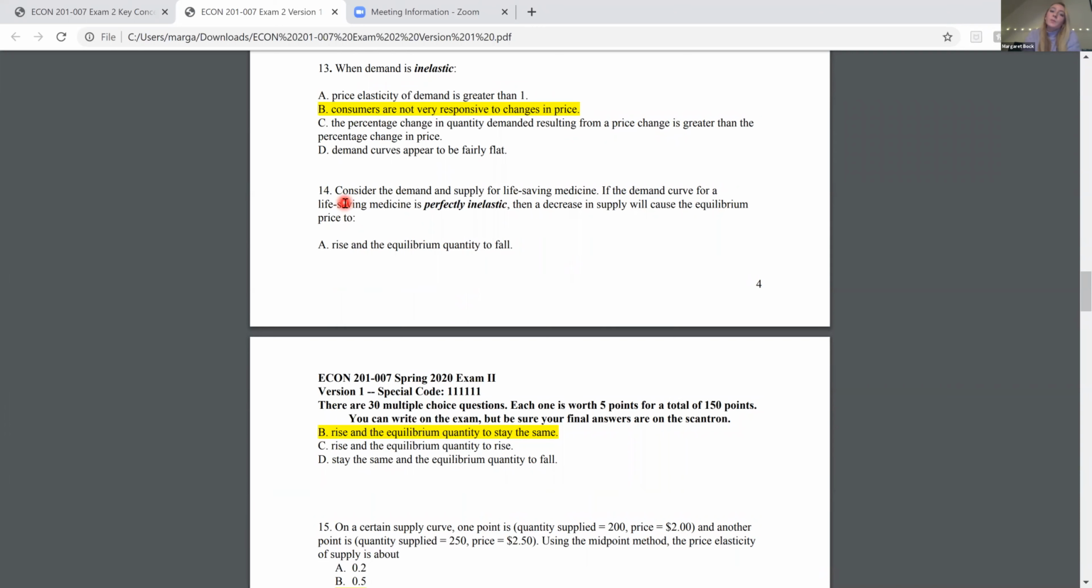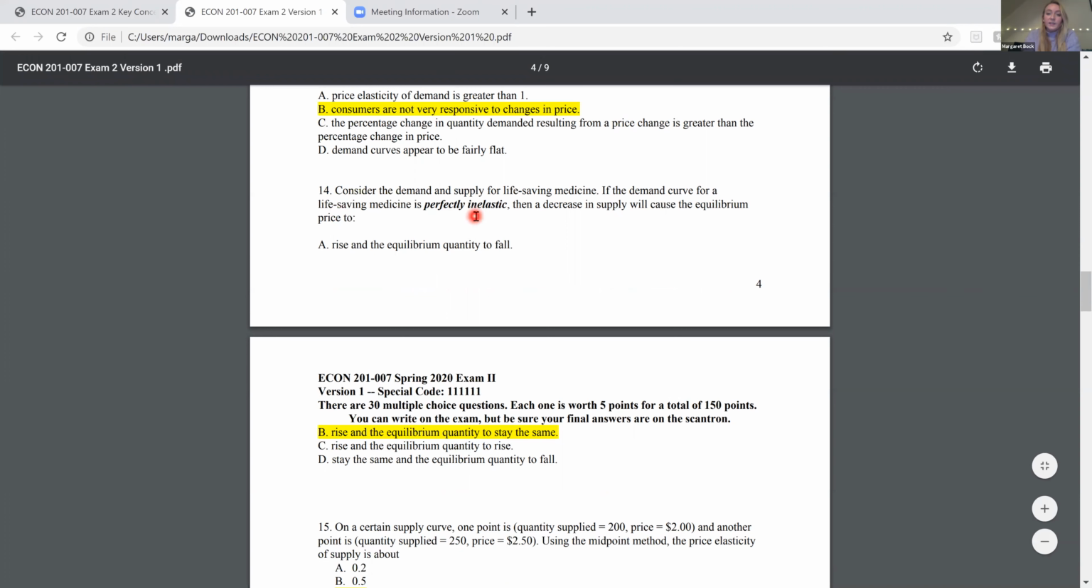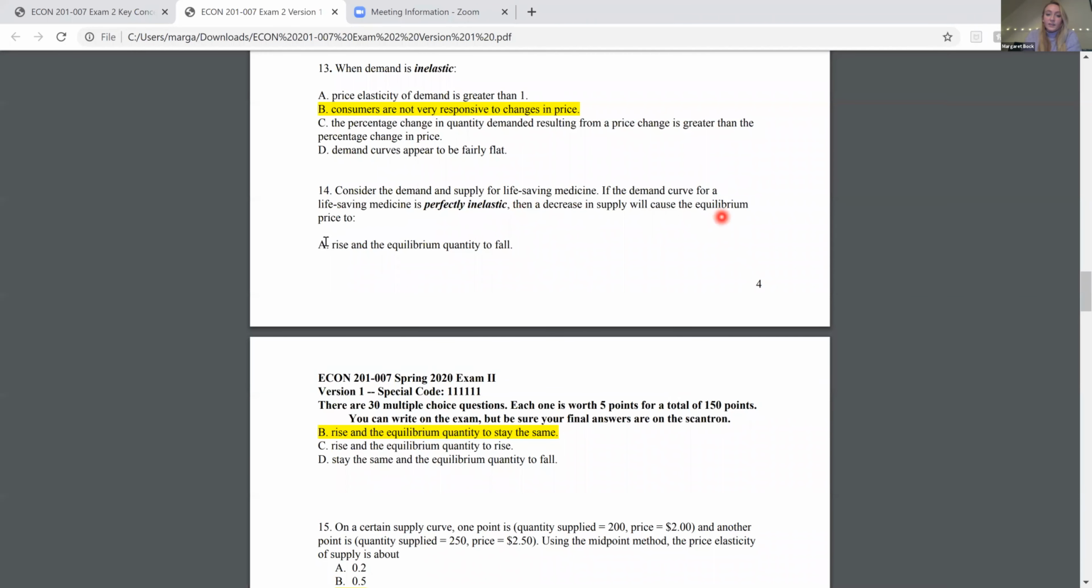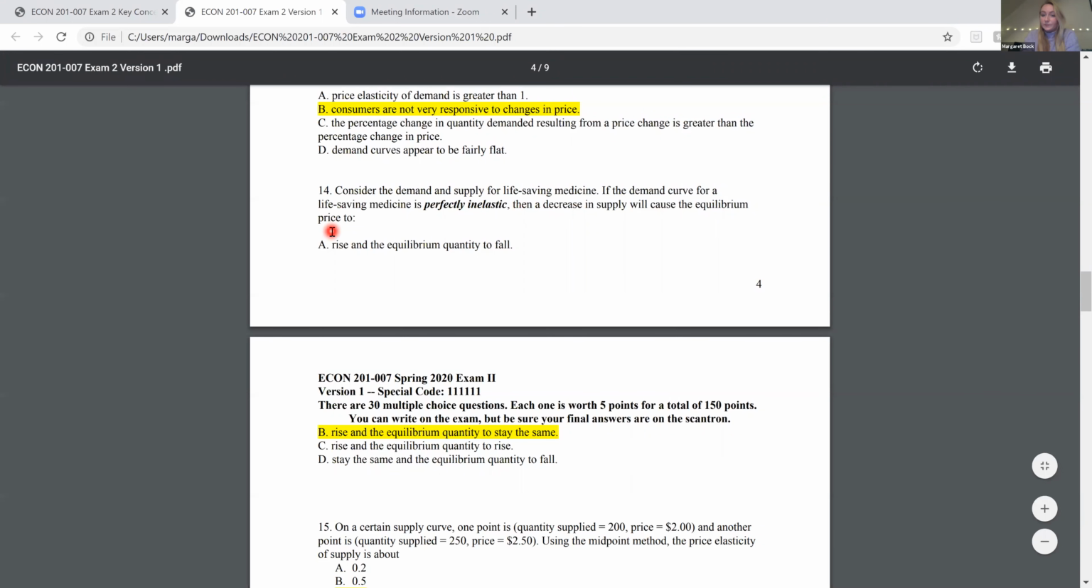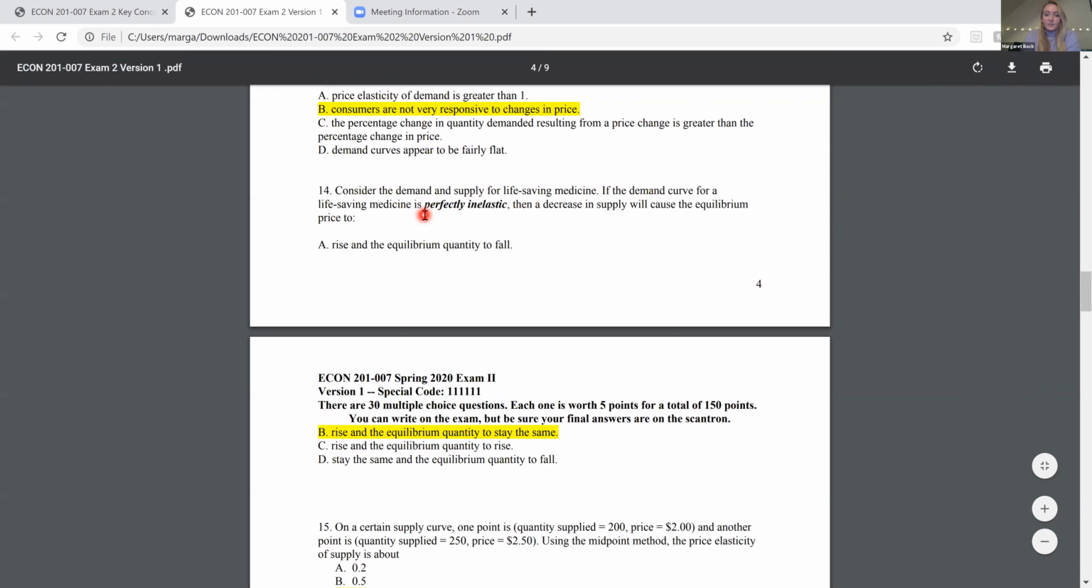Okay, number 14, consider the demand and supply for life-saving medicine. If the demand curve for a life-saving medicine is perfectly inelastic, then a decrease in supply will cause the equilibrium price to what? Okay, so there are a lot of parts to this question, so let's go back to this first part here. If the demand curve for a life-saving medicine is perfectly inelastic, what does that demand curve look like?